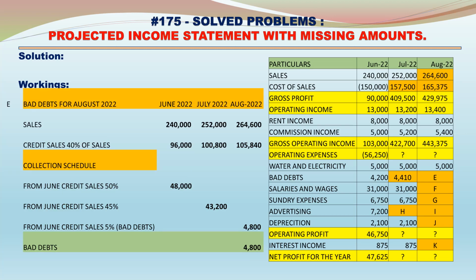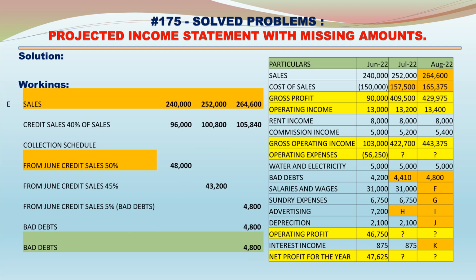E. Bad debts for August 2022. Sales: June 240,000, July 252,000, August 264,600. Credit sales 40% of sales is equal to 96,000 for June, 100,800 in July, 105,840 in August. Collection schedule for June credit sales: 50%, 48,000, and in the month of July 43,200. Bad debts 5% in the month of August is 4,800, 5% of 96,000. So we put 4,800 bad debts in the August column.